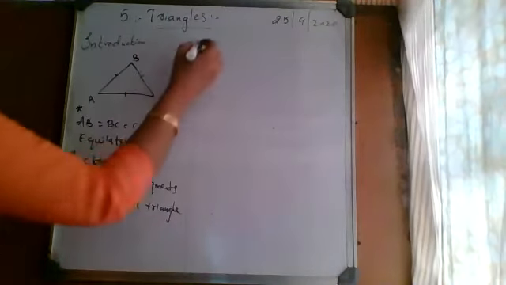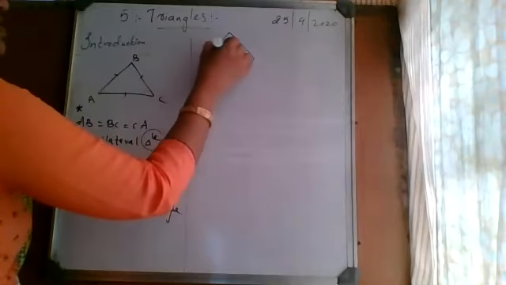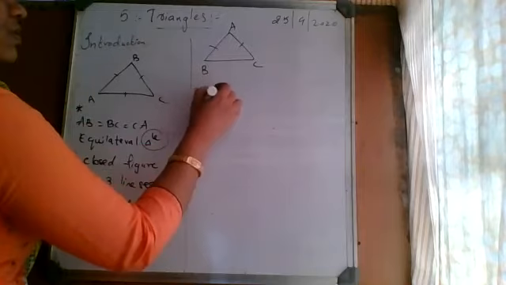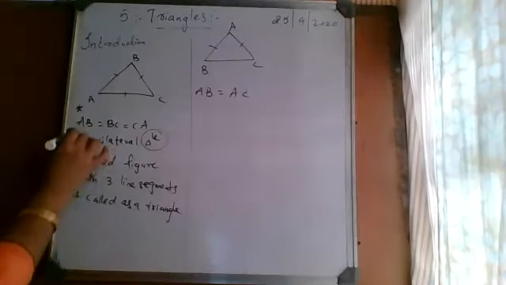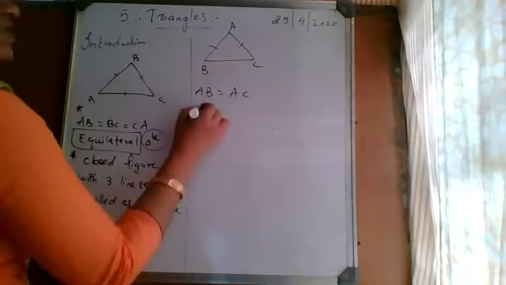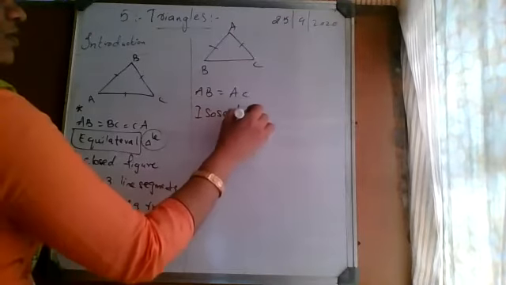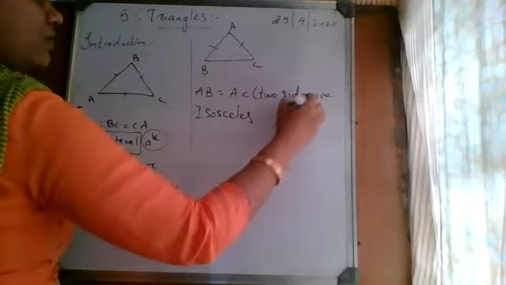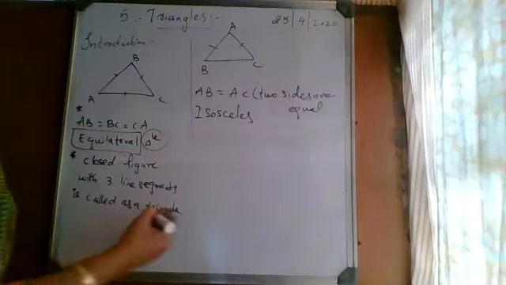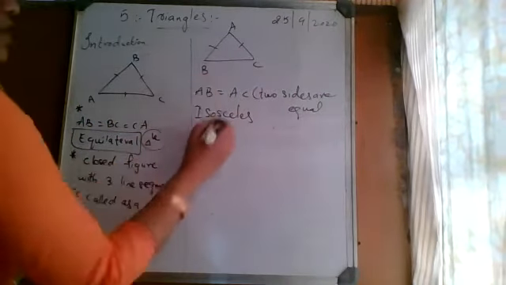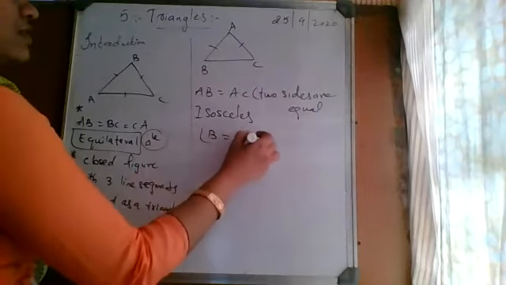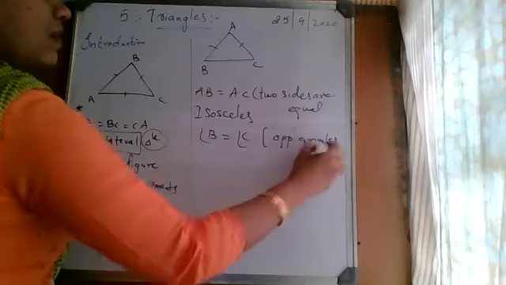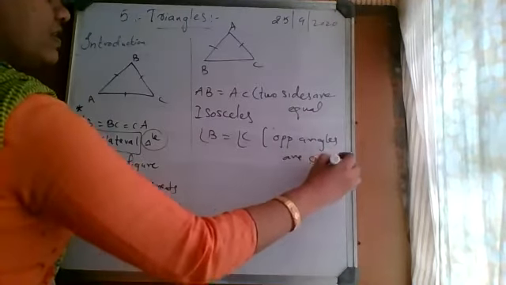This is equilateral triangle. Isosceles triangle. In isosceles triangle, two sides are equal. A, B, C. Here AB is equal to AC. This is called isosceles triangle. Two sides are equal, opposite sides are equal. So by the property of isosceles triangle, we know that if two sides are equal, then angle B is equal to angle C. Opposite angles are equal. Okay.